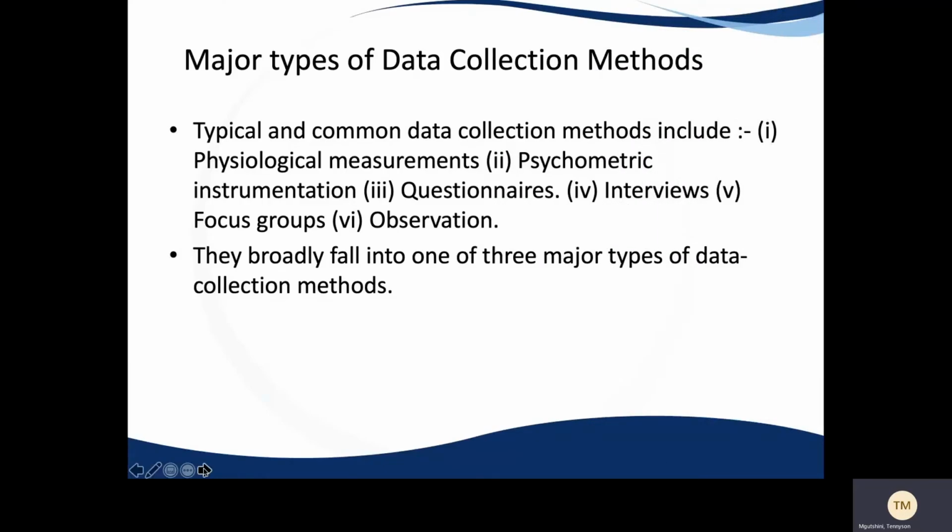Right now, so in data collection, there are typically 6 types of data collection methods that things generally fall under. You have the physiological measurements, and this relates to people, you know, measuring your temperature, measuring how many respirations you have in a minute. We have psychometric instrumentation, that's when you measure physical things like people's height, the span of their hand.